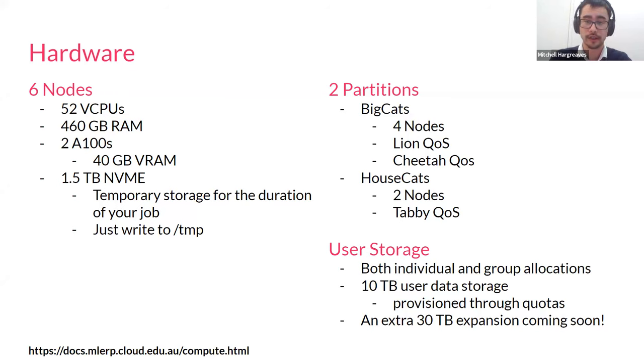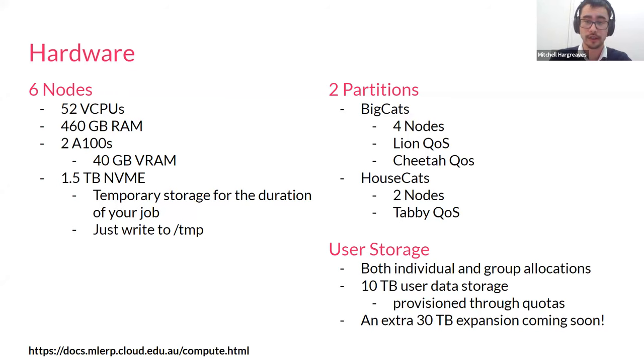We have everything from the 10 gigabyte size up in our cluster, which means you can request what is essentially an entire A100, if that's what you want, a 7G 40 gigabyte GPU, or you can request a smaller chunk like the 3G20. In the Tabby quality of service, only the 10 gigabyte slices are available.